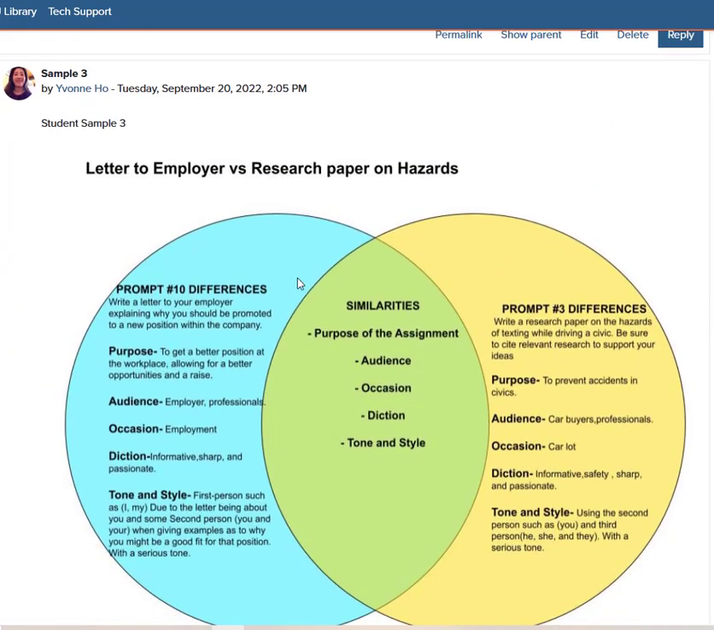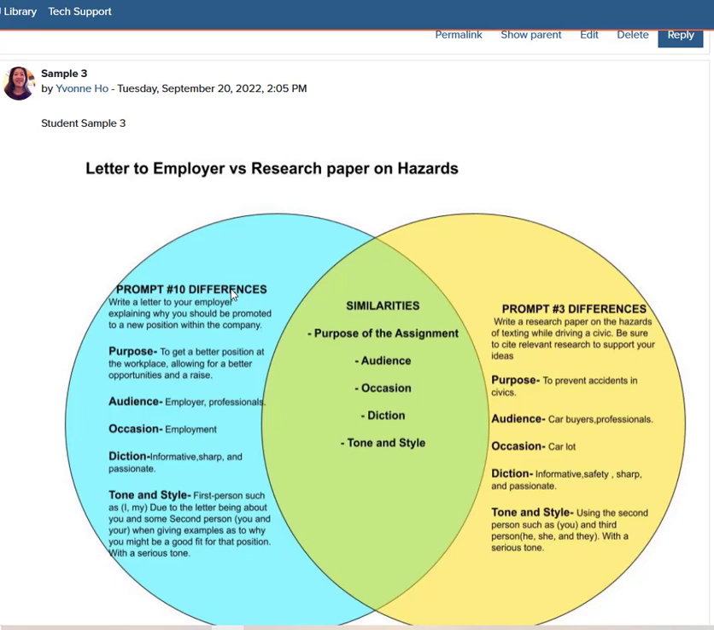This person did prompt number 10 and prompt number 3. Write a letter to your employer explaining why you should be promoted, versus write a research paper on texting while driving. So here you compare the office versus writing a research paper.